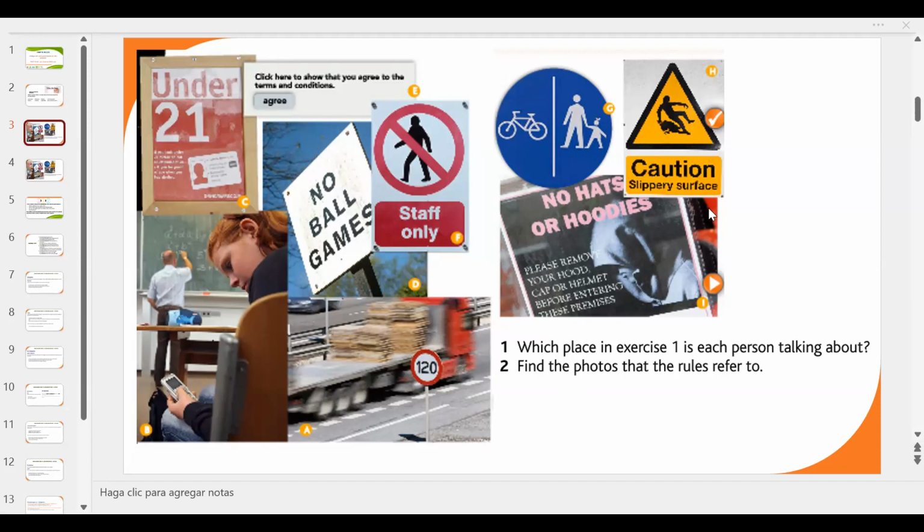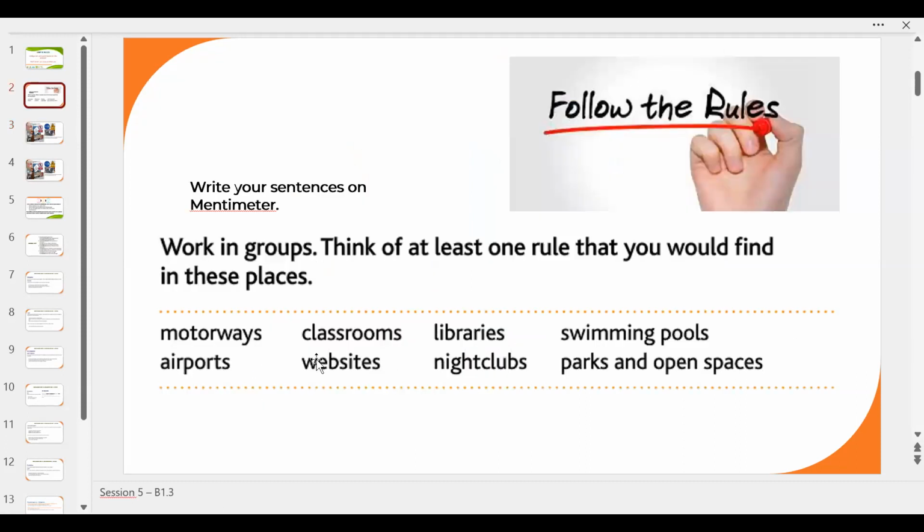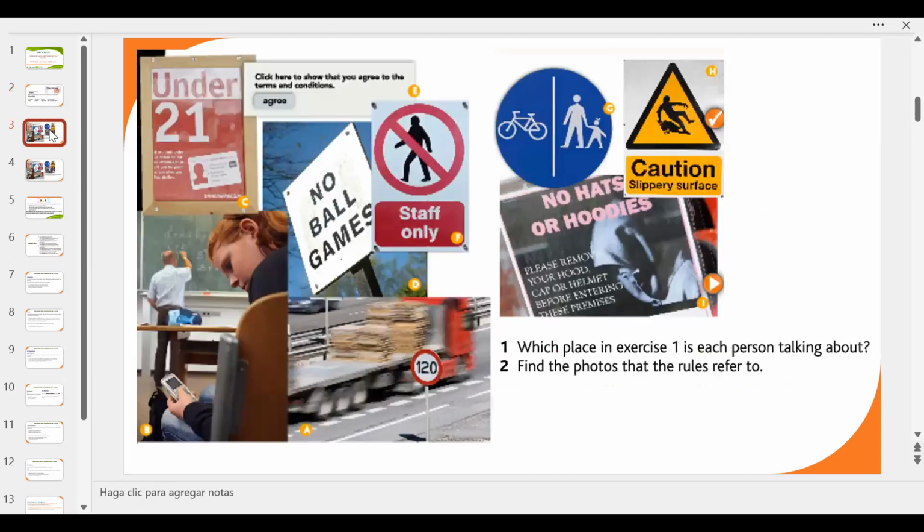Very good. Maybe you're thinking, but what do you mean by places? The places that we used for the first activity that we were doing on the Mentimeter. Let me refresh your memory, although I know that you have the books. Motorways, airports, classroom, websites, libraries, nightclubs, swimming pools, parks, and open spaces. So first of all, out of the conversation that you are going to listen to, you have to make sure that you specify the place that they are talking about, okay? In one conversation, actually, they are talking about two places. So anyway, when you listen, you are going to notice that part.